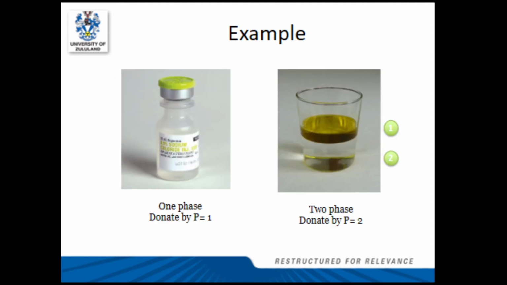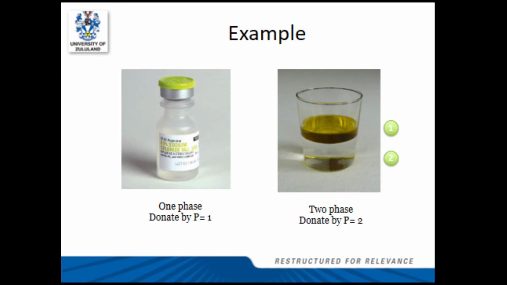So let's look at these two examples. The example on the left-hand side, I think we can see that we have a mixture of sodium chloride. When we look at that mixture, we can see that we only have one composition of a liquid. So in that case, we can say that the value of P is equal to 1. Phase is equal to 1.